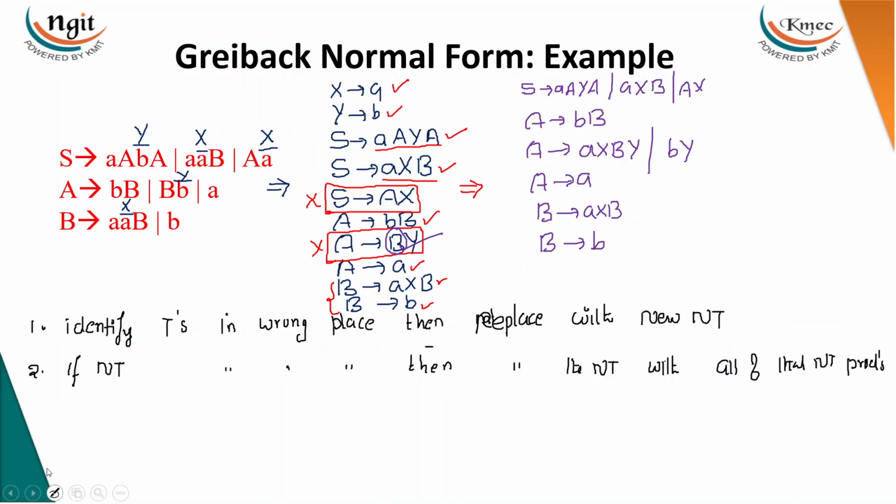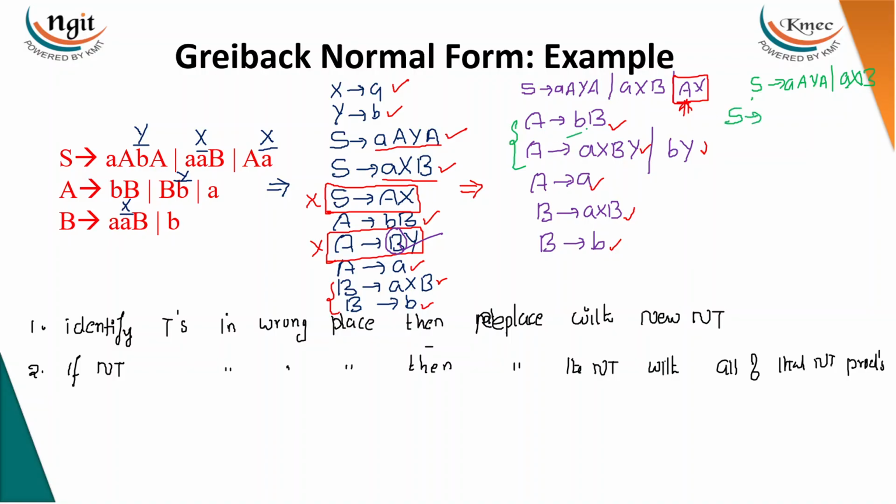Then what we can do here, then you can go with this. So all are in GNF here, no problem with this, except this AX. Now you substitute this A with all of its A productions. Now we are having 3. Then what will happen here in the next space? Okay, you can write in this way. So you can write S tends to AAYA or AXB. In place of A, substitute all of its productions. Then you can write this separately.